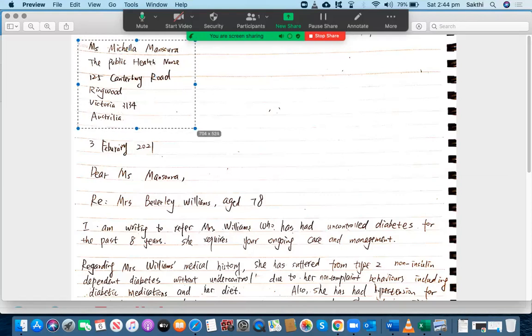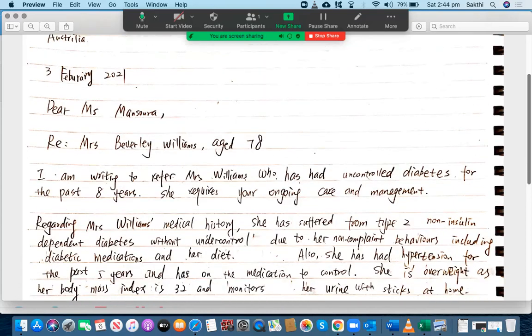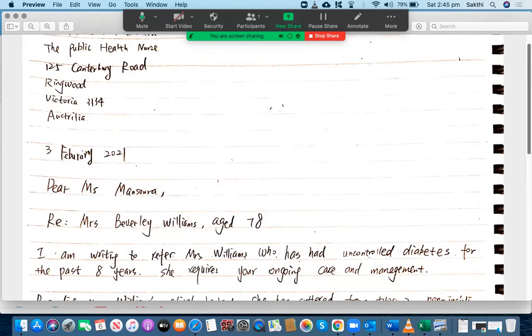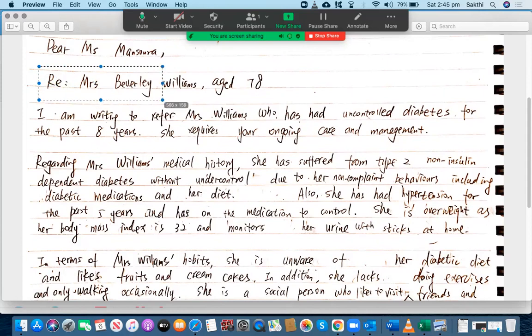She has written down the addressee's contact details on the top. That's good. I'm happy for her because she has written down the same way I have taught her. So that's good. And let's go to the next one. She has written down the date, 3 February 2021. That's good as well. And then "Dear Miss Manzura," because that's the surname of the addressee. That's correct. Good. And then she has mentioned the reference details of the patient, Mrs. Beverly Williams, aged 78. That's good.